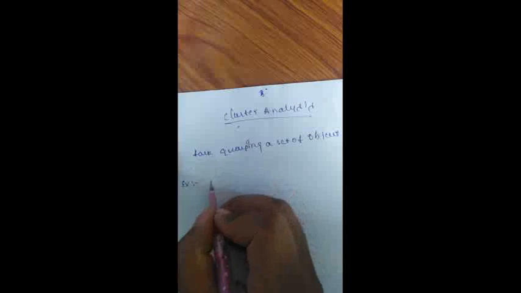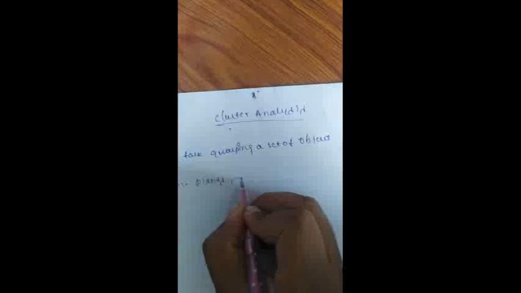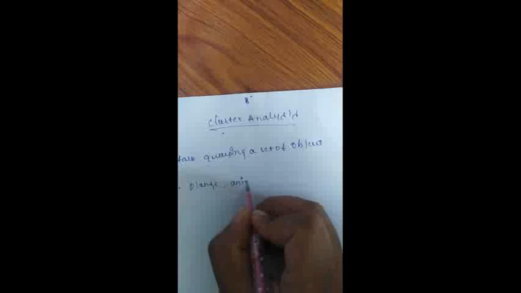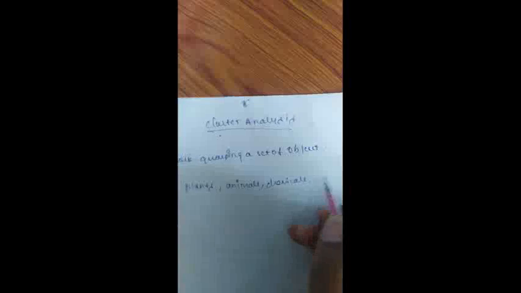What type of objects, things, or observations can we organize? For example, sometimes we can analyze plants and animals. It means cluster means we can group things. It can be animal analysis or chemical analysis that we can do in data mining.